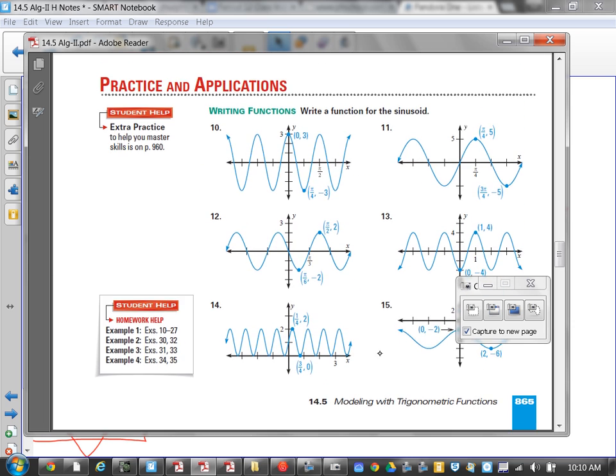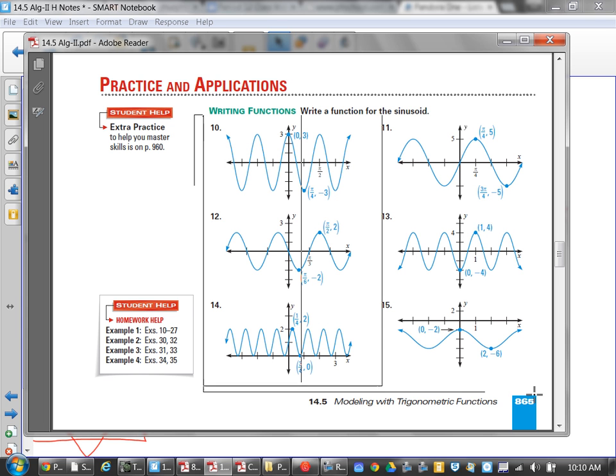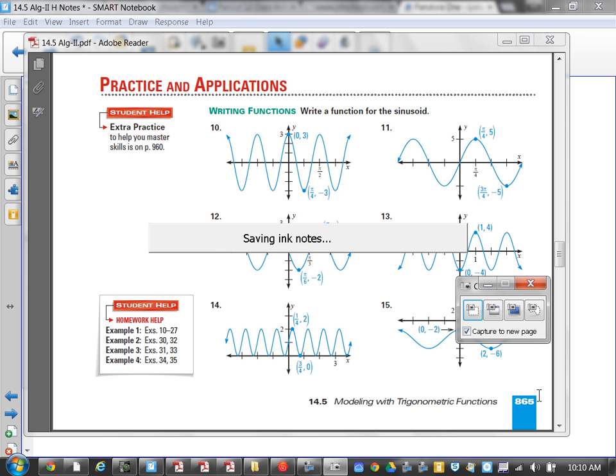I want you guys to do tonight, and we'll get into the rest of this tomorrow. I want you to do those 6. So it's page 865, 10 through 15. All you're doing is writing the equation. Can you do one with the shift with us? What's that? Can you do one with the shift?